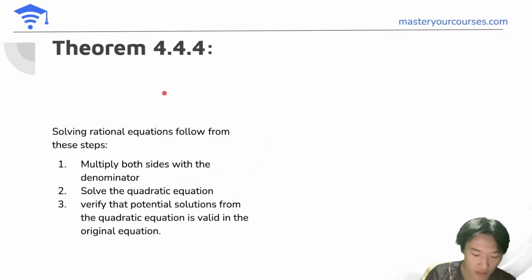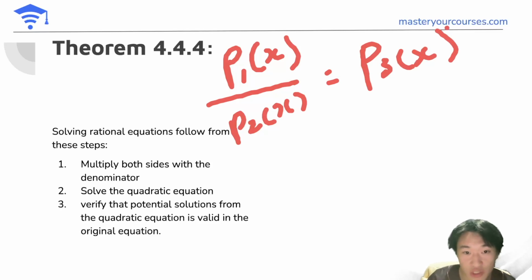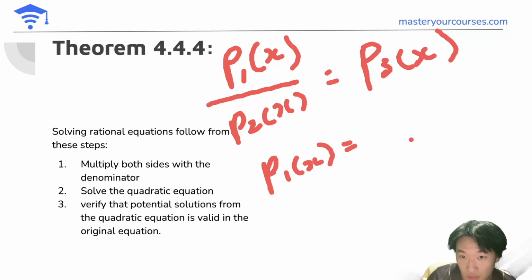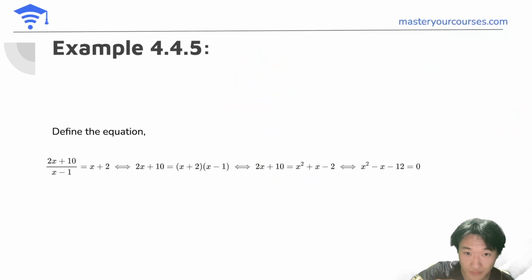Right. Now we're going to look at some things called rational equations, where, if you remember the definition of division with polynomials, that's a rational. So something like p1 of x over p2 of x is equal to p3 of x, right? So this is a rational equation. But what you do is you multiply both sides by the denominator so that you get a simpler equation without p2 of x, and then you can actually solve this quadratic equation and verify that the potential solutions are valid in the original equation. So let's look at some examples.